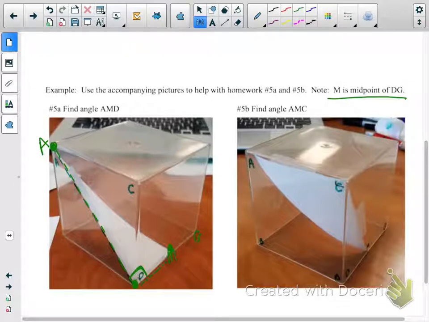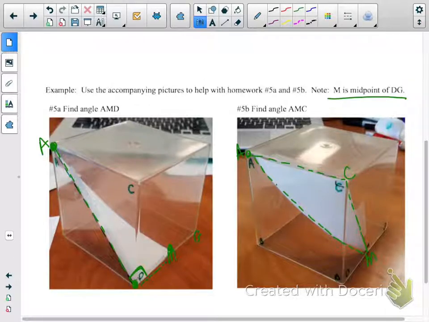For 5B, this one is AMC. So A, come down here to M, C. Okay, so AC, that's no big deal. That would be something that's given to you. C to M, and then A to M. That's going to be a little bit more complicated. So I'm trying to remember actually the numbers that they've given you here. Hold on.